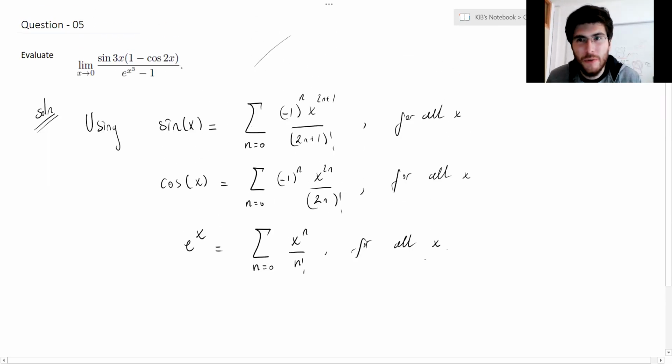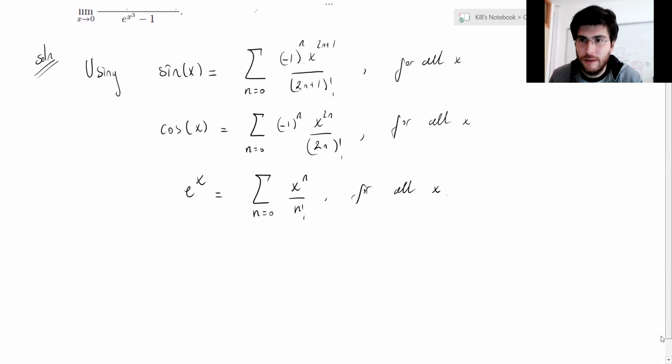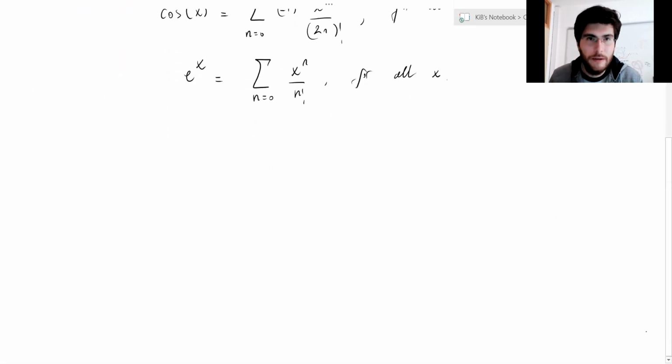Actually, we are going to use versions of them. Instead of x here, we need 3x, of course. Instead of x, we replace by 2x. Instead of x, we replace everything by x cubed. But we know how to do this kind of reorganization business. We get used to it. So let's use this kind of approach.